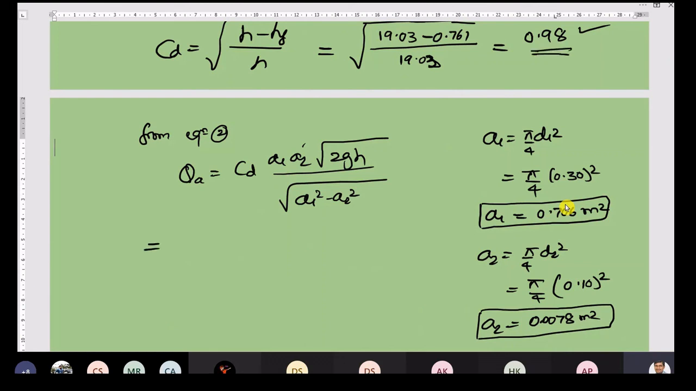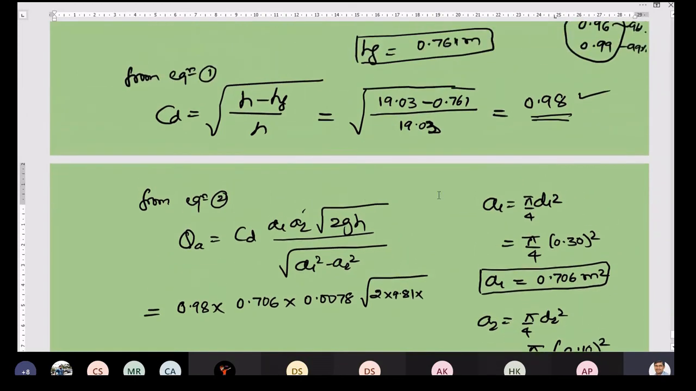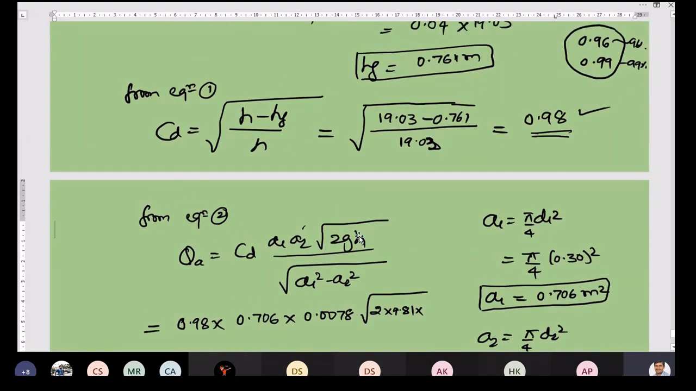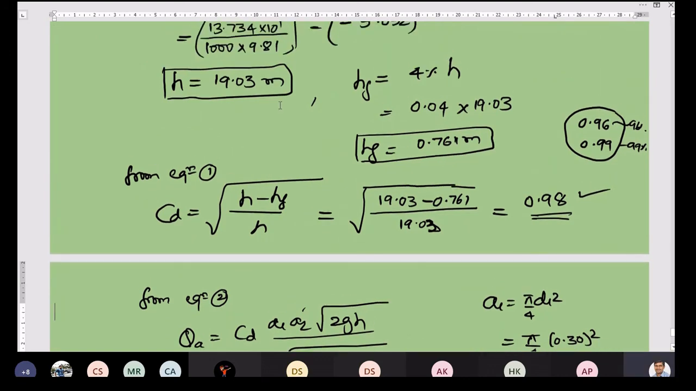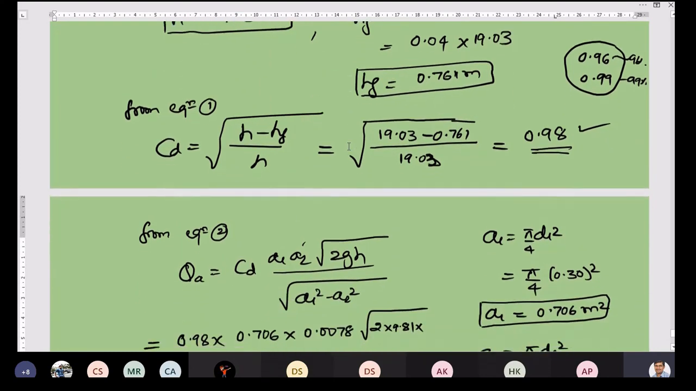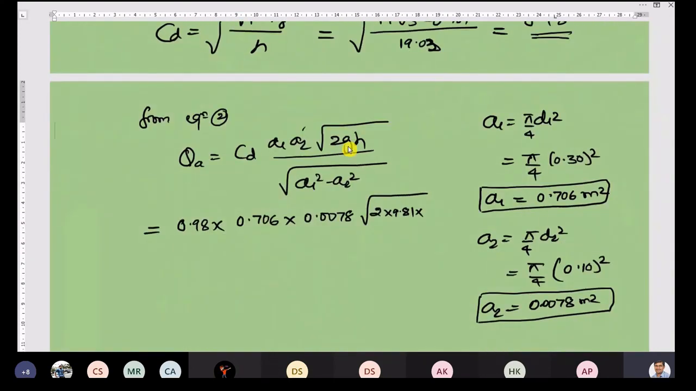CD value is there on the page, 0.98, into A1 is 0.706, A2 is 0.0078, square root of 2, g value is 9.81, and H value. Which H will you consider? There are two, the extra additional head loss as well as one more H. This H is the pressure difference head, or difference in pressure head. Only that one H value you have to calculate, that is 19.03. So don't take it as a combination of both, or add the extra 4% he has given. No, it is wrong. So here the H value is 19.03.